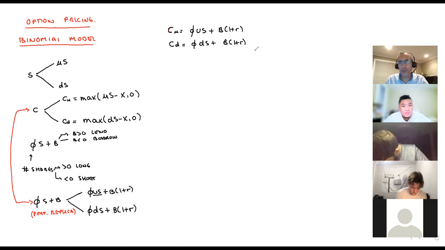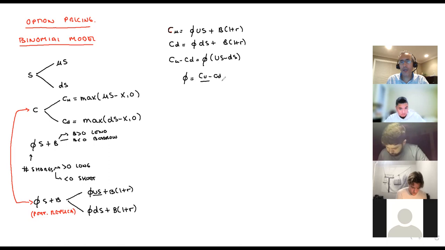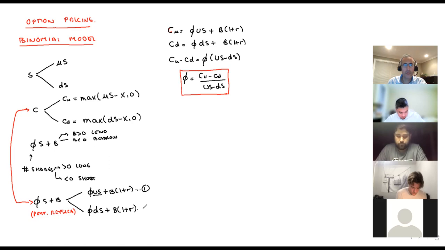Now, what I will do is CU minus CD. If I do this, I have psi as a common factor, times US minus DS, and this part here disappears. The parameter that I'm looking for is psi. So psi from here is simply (CU minus CD) divided by (US minus DS). So I have my first relationship. Now I know how to compute the number of shares that I will have in my portfolio.